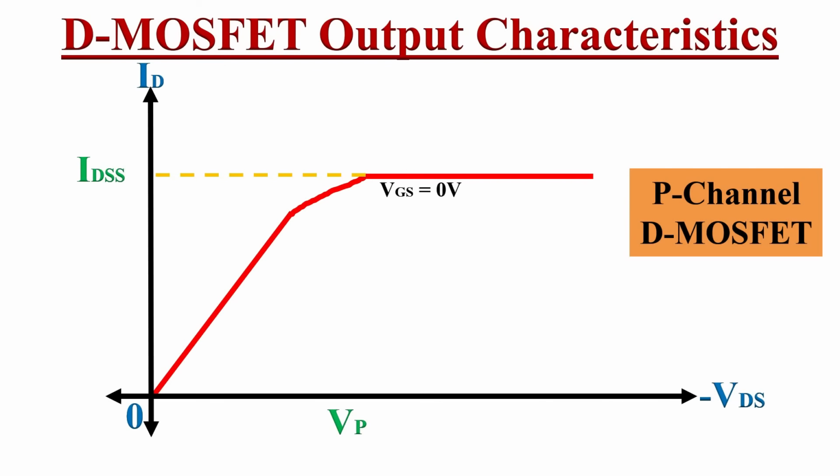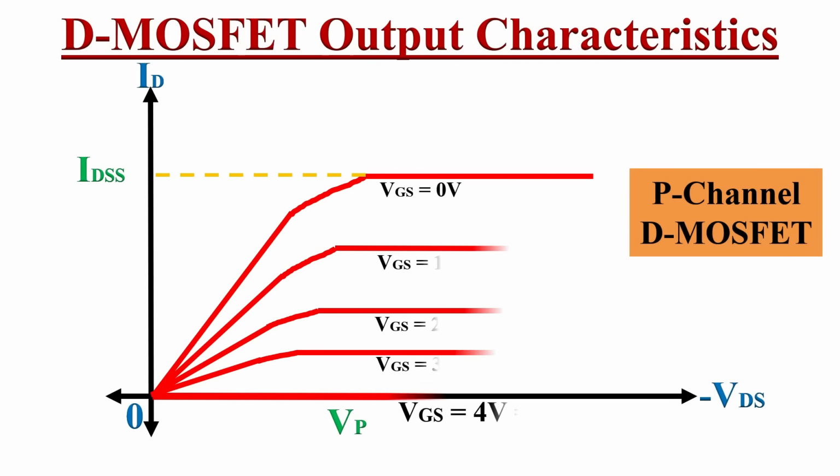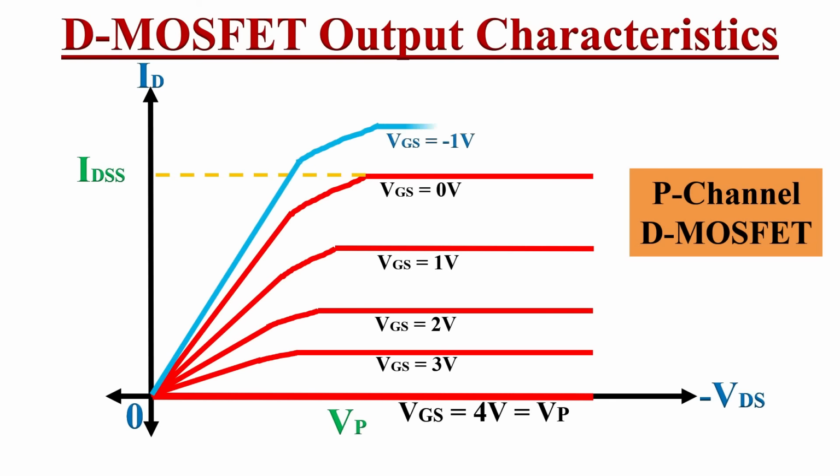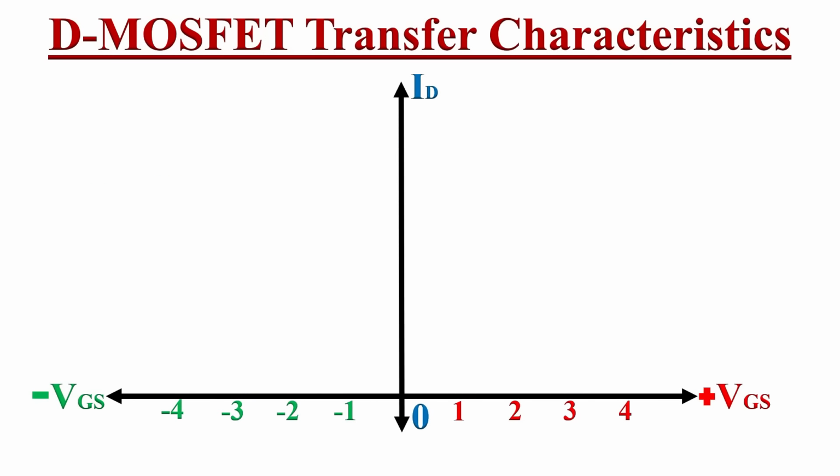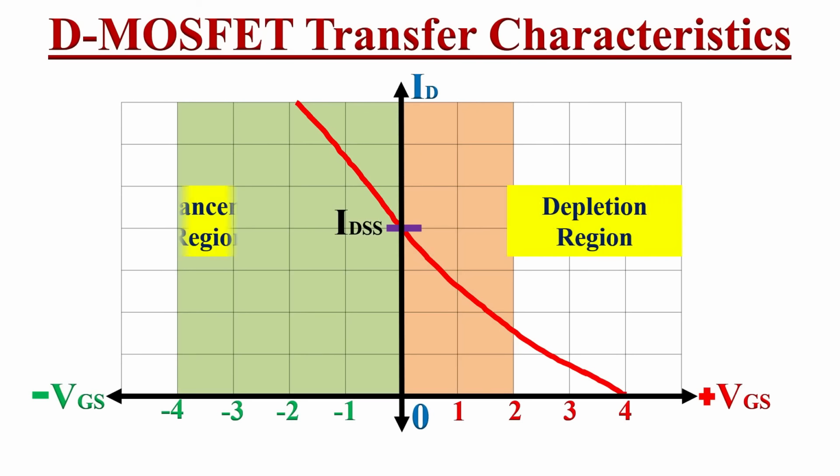If you observe the drain curve or the output characteristics of this P-channel MOSFET, this voltage VDS is negative. As we keep on increasing the VGS voltage to positive, the drain current ID will keep on reducing, and at the pinch-off voltage, drain current ID will become 0. And whenever this VGS is negative, then the value of drain current ID will be higher than the saturation current IDSS. If we observe the transfer characteristics, then it will look quite opposite to the N-channel MOSFET.